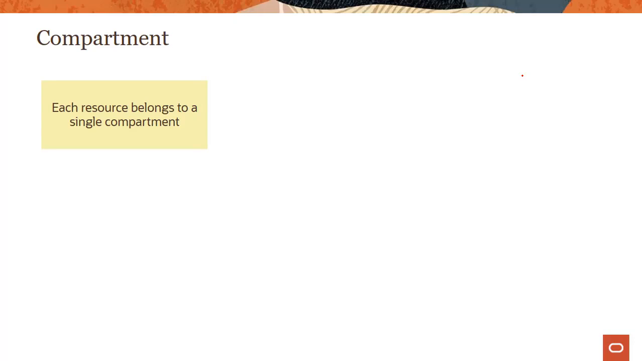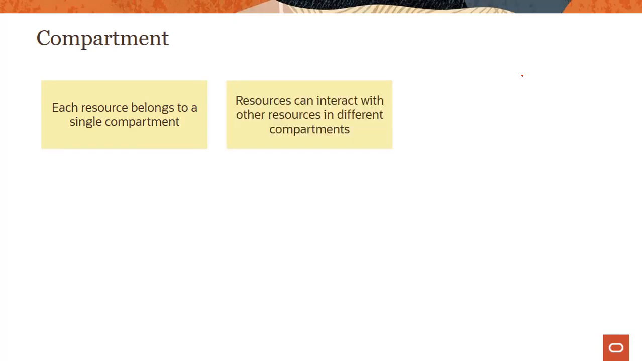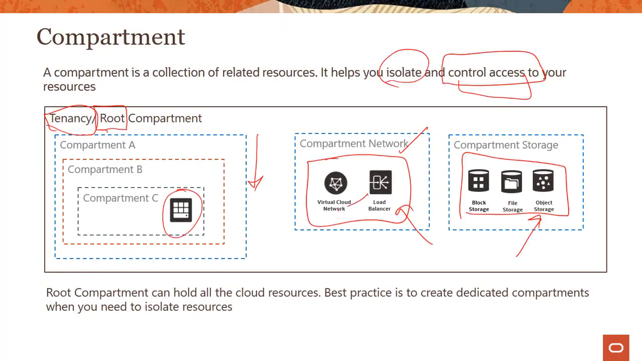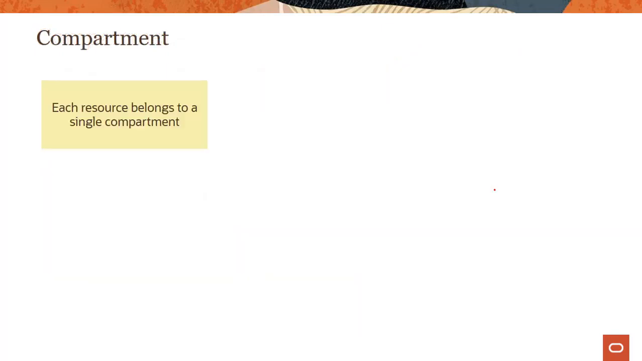So let's look at some of the core tenets of compartments. First thing is, each resource belongs to a single compartment. Each resource can only go to one compartment. It cannot go to multiple compartments. That's number one. Number two, resources can interact with other resources in different compartments. So in the previous example, this load balancer can be put in front of this compute resource, and this compute resource can use this block storage. It's completely possible. Even though they live in different compartments, they can interact with each other.